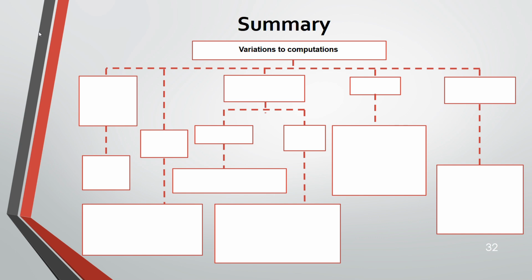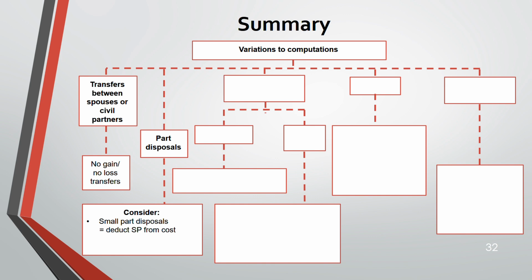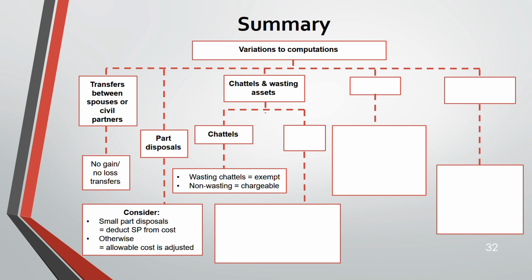So let's summarize this lecture. Variations to computations. We started from transfer between spouses, no gain, no loss transfer. And if it's a part disposal, you have to consider the small part disposal, deduct the sale proceeds from cost. Otherwise, allowable cost is adjusted. Then we have chattels and wasting assets. Chattels, wasting chattels are exempt, non-wasting are chargeable.